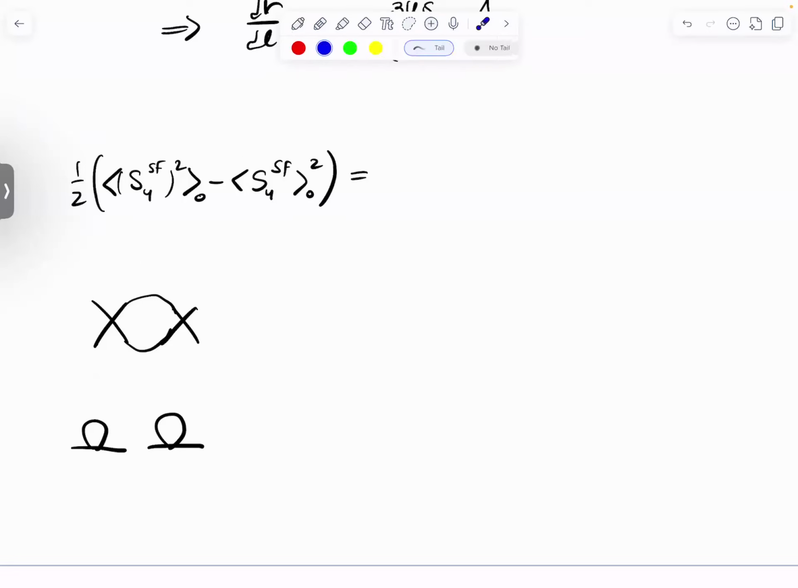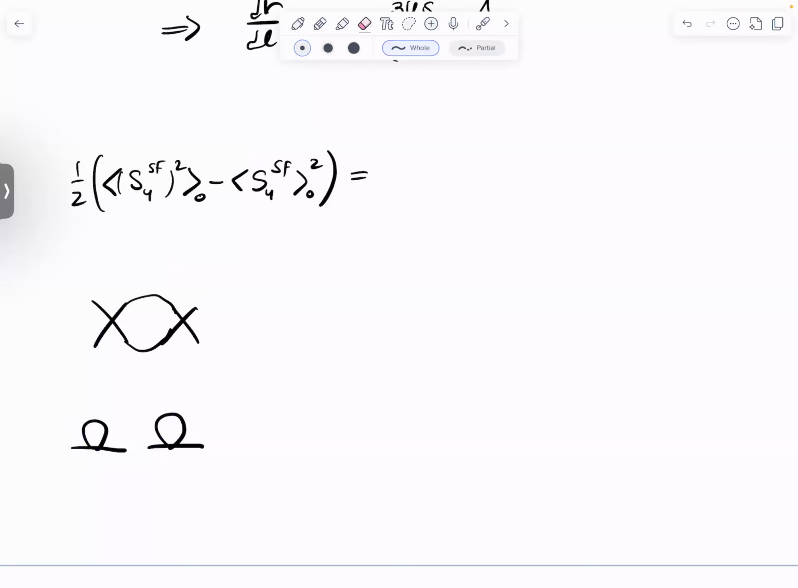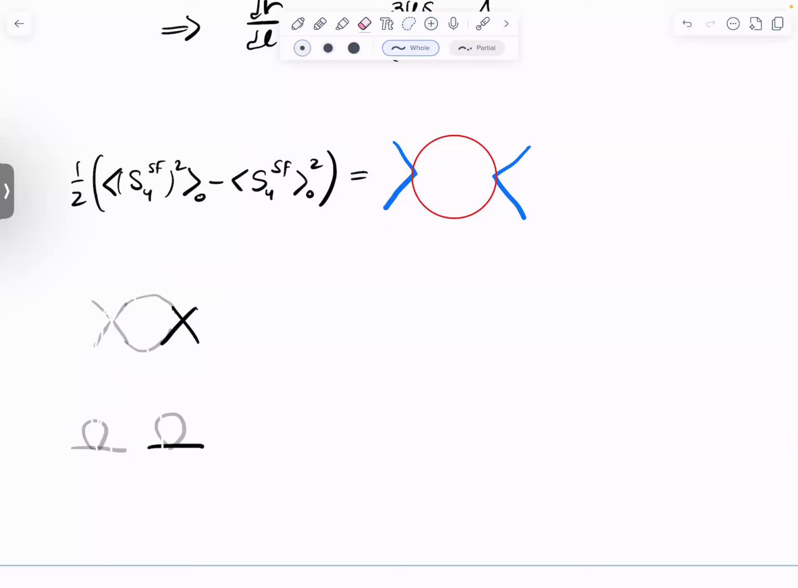But the whole point is that you see this guy here? He exactly cancels these. So I stay only with a connected diagram. So basically the only thing I really have is like 4 slow modes connected with a loop of fast modes, a fast loop. So this is the diagram I need to compute.